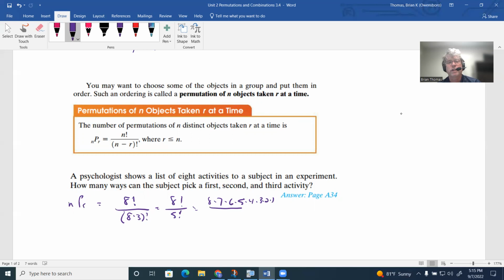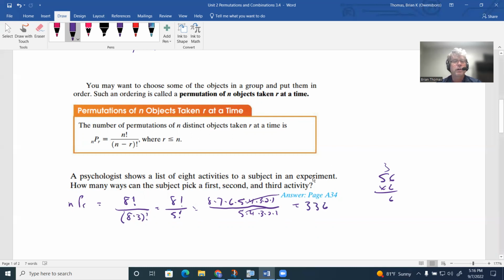In fact, 5 factorial would be 5 times 4 times 3 times 2 times 1. So the 5 times 4 times 3 times 2 times 1 will cancel out, and you would just have this 8 times 7, which is 56, times 6. And you'd have then 336. So you'd have 336 as an answer there.